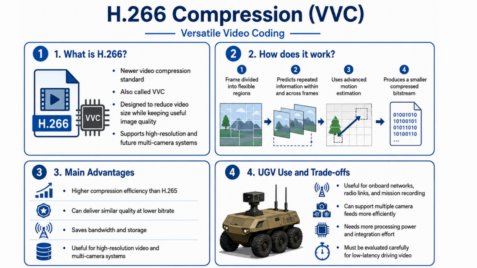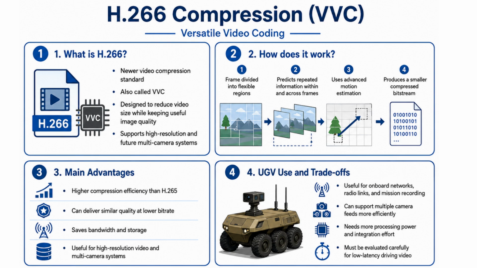It works by dividing each frame into flexible regions, predicting repeated information within the same frame and across multiple frames, and using advanced motion estimation to describe how objects move. The remaining information is then converted into a smaller, compressed bitstream. The main advantage of H.266 is higher compression efficiency than H.265. This can reduce bandwidth and storage requirements while maintaining similar visual quality.